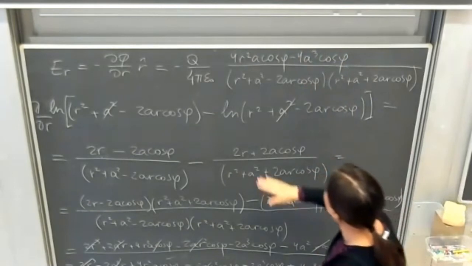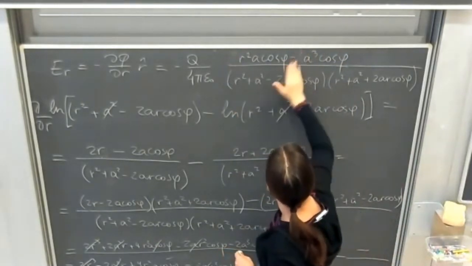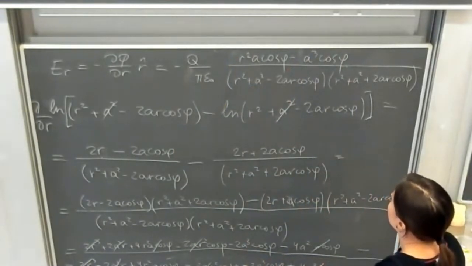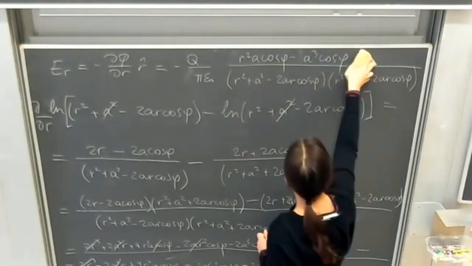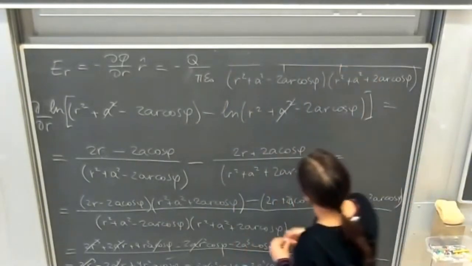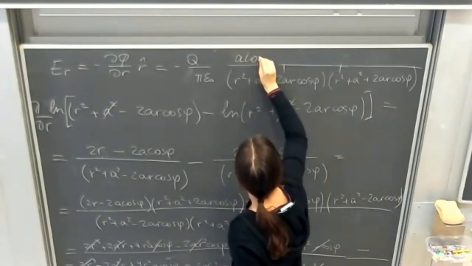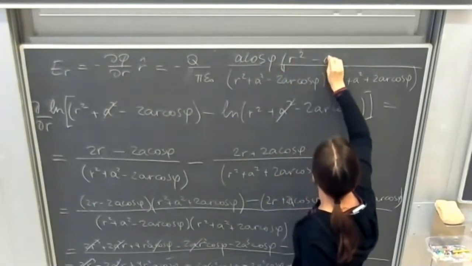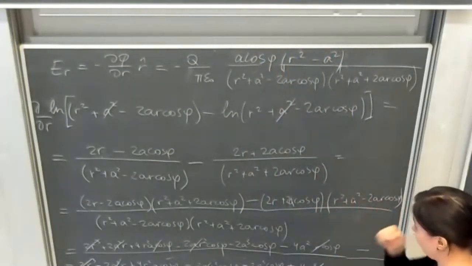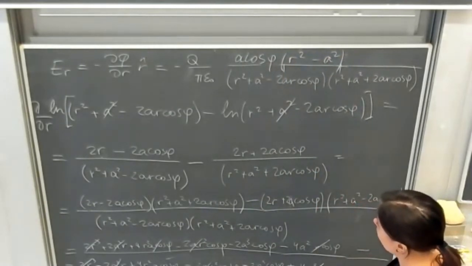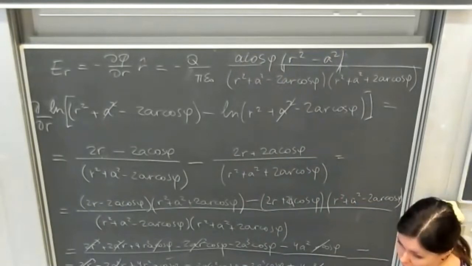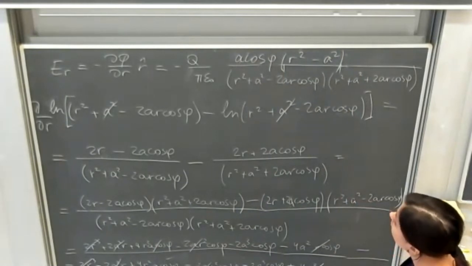So something can be taken out of the brackets, like 4. And then a cosine can also be taken out of the brackets. Minus a squared. That's for the radial component. Now for the angular component.